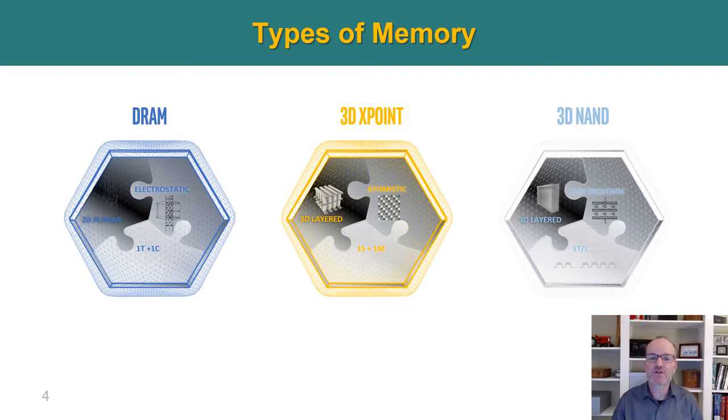And then finally, how are they structured? And this makes a big difference in the area, in the density of the memory itself. DRAM is planar. You can't stack DRAM cells within the silicon. For both 3D XPoint and 3D NAND, you can stack them. They're 3D memory cells.